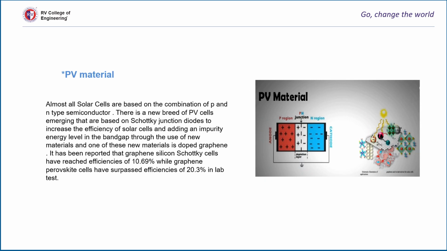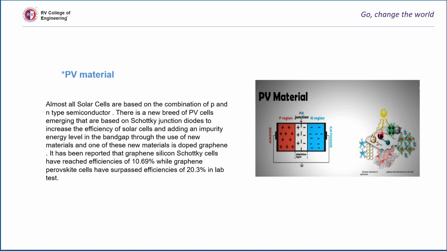Another use of graphene is as PV material. Almost all solar cells are based on the combination of P and N type semiconductor material. There is a new breed of PV cells emerging that are based on Schottky junction diodes. This is an attempt to increase the efficiency of solar cells by using a slightly different process than PN type solar cells and adding an impurity energy level in the band gap through the use of new materials.